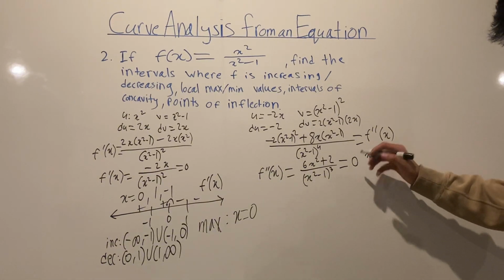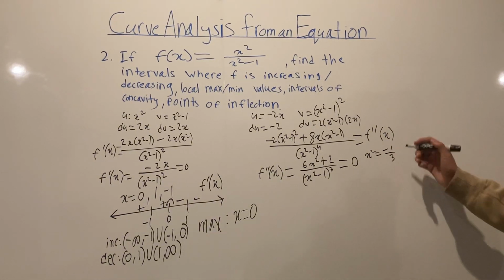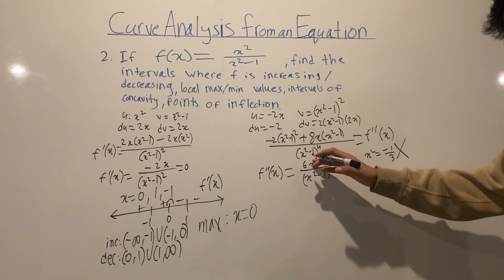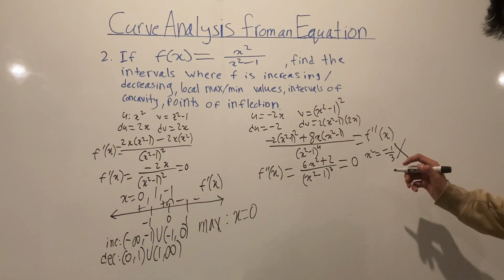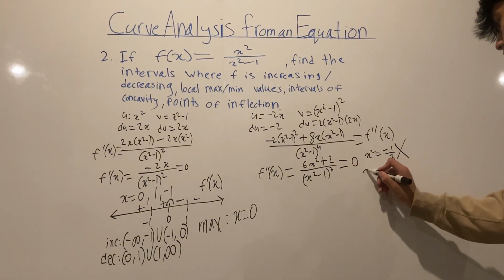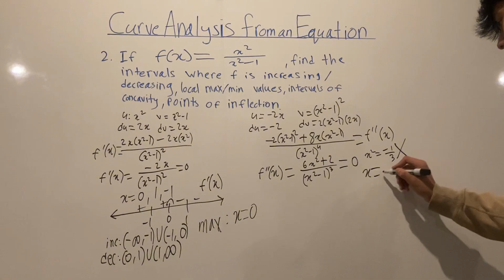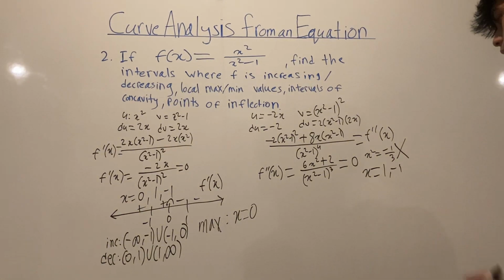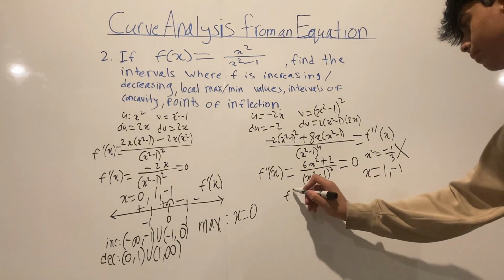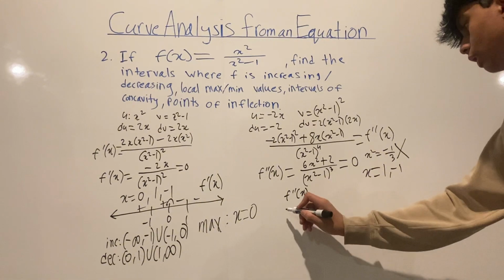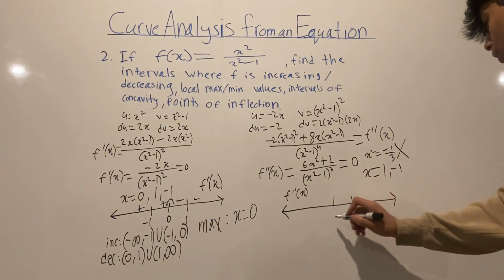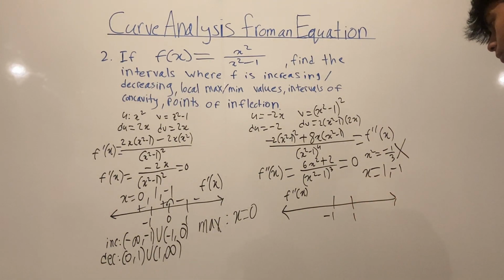But obviously you can't square root a negative number because you'll get imaginary. So we'll say there's no x values for the top, which is the numerator. So let's find anything on the bottom. So here we actually can solve for x. We'll have x equals 1 and negative 1. So in our second derivative sign diagram, we're going to have two values to put, which is going to be negative 1 and 1.